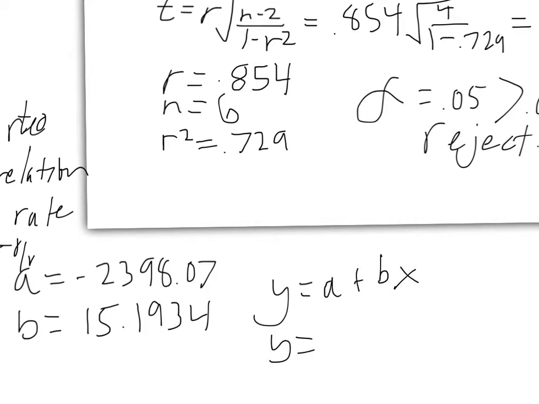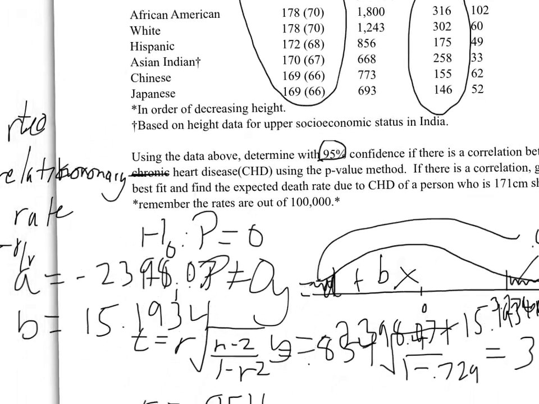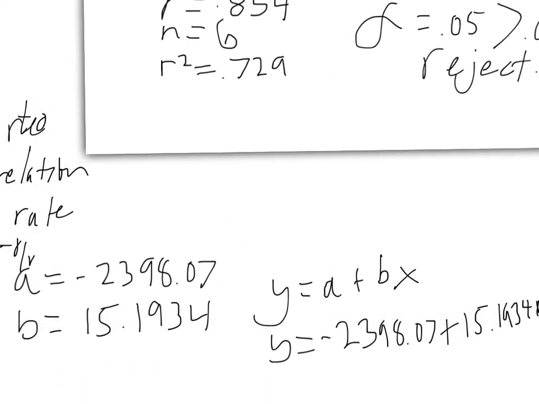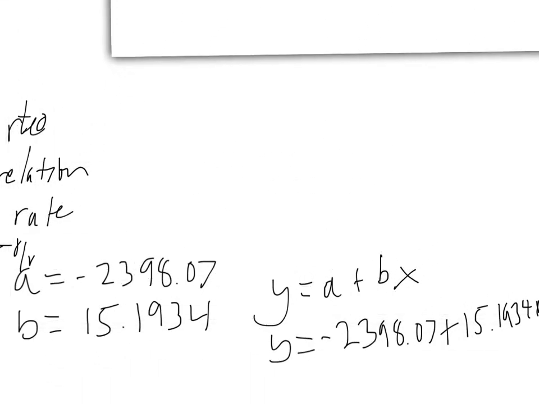Y equals -2398.07 plus 15.1934x. Now we're going to use this formula to approximate, as was said earlier in the problem, the death rate due to CHD of a person who is 171 centimeters short. Still a funny joke. We're going to take 171 and plug in for x.